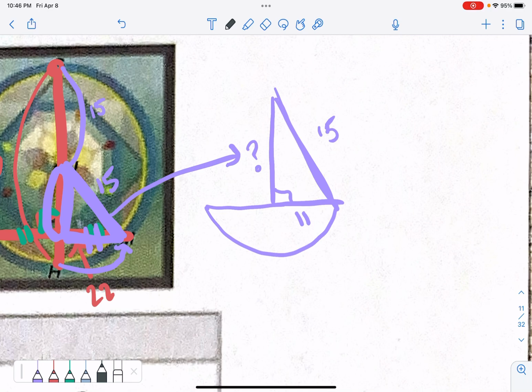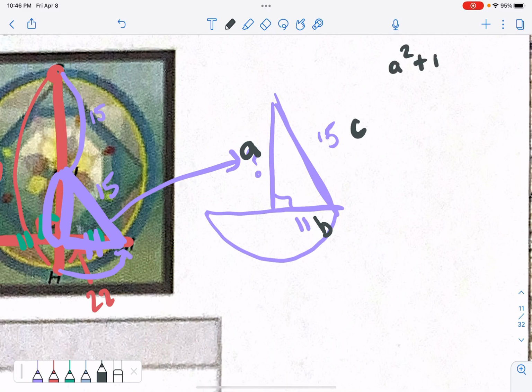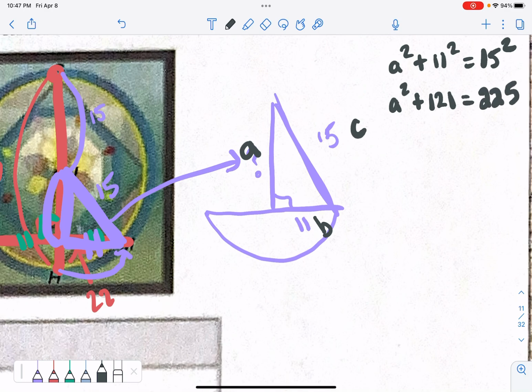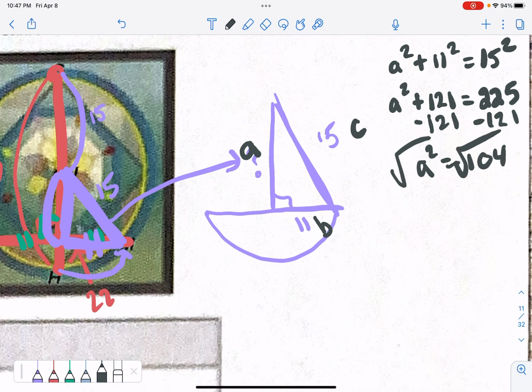I'm going to call my question mark A, because I know that 15 has to be C. It's the hypotenuse side. So this is B. We've got A squared plus 11 squared equals 15 squared. I don't think that's a perfect Pythagorean triple. There's not really 11 with any of the good triples. So 121, 225 is 15 squared. If I subtract the 121 over, we get A squared equals 104. And if we take the square root of that, it's like 10.1 maybe, or something like that.